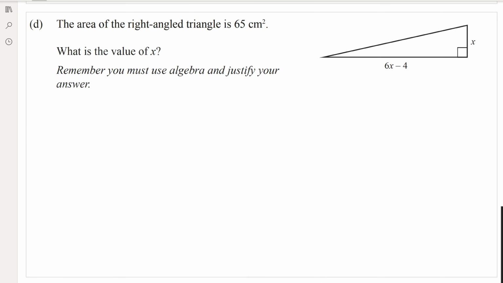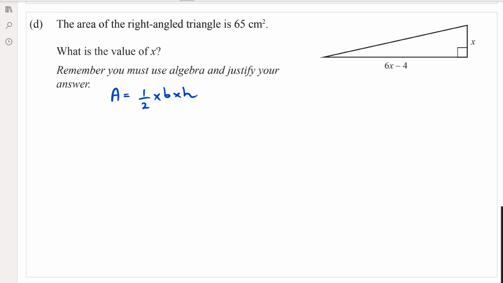Okay, so question D here, we've got the area of the right angle is 65 centimeters squared, and what is the value of x? We've been given a triangle here. The first step is you've got to remember some of the basic formulas, like the area of triangles, squares, and rectangles. The area of a triangle is half multiplied by base multiplied by height. Let's have a look at what we know. We've got to try and figure out what x is.